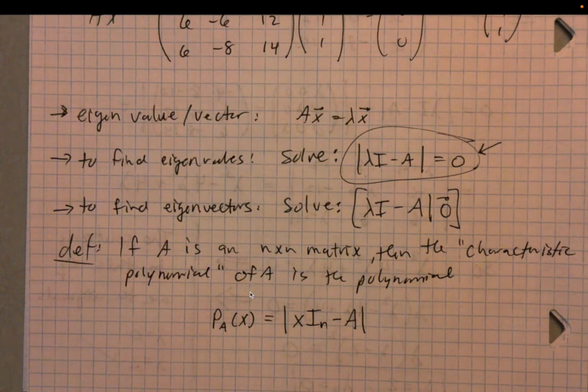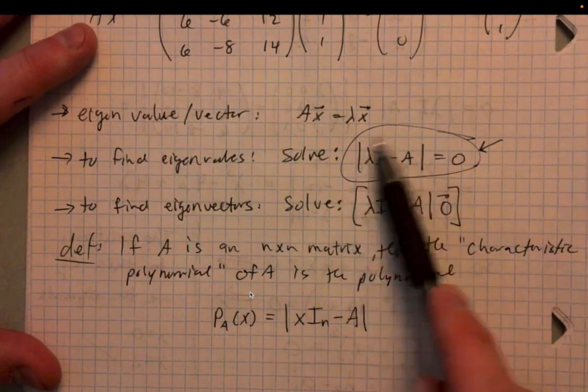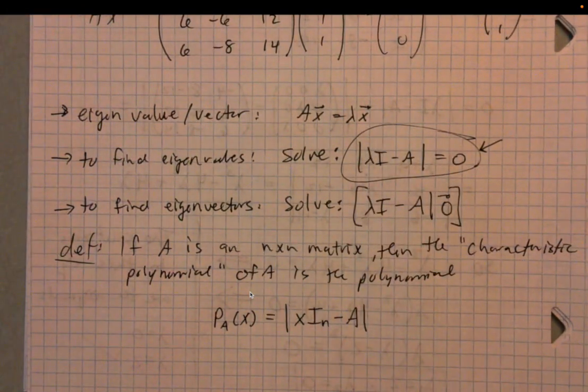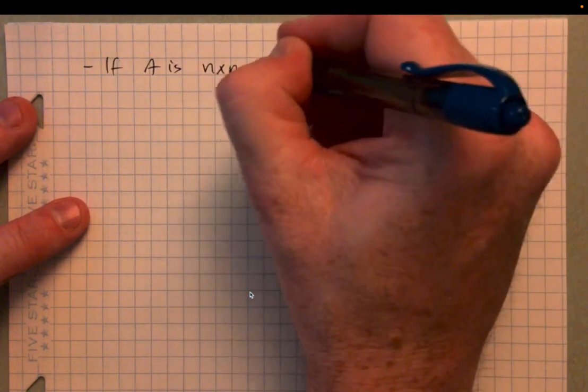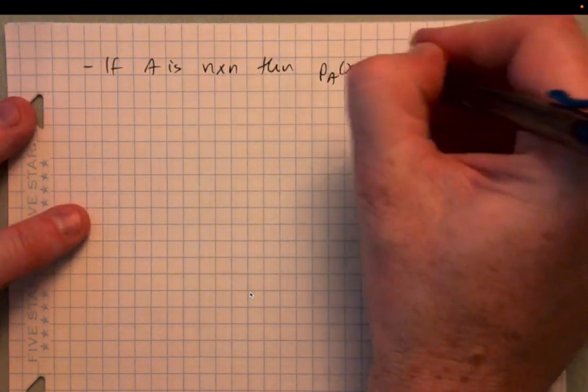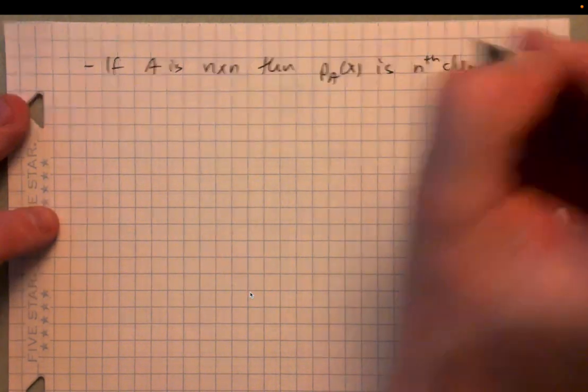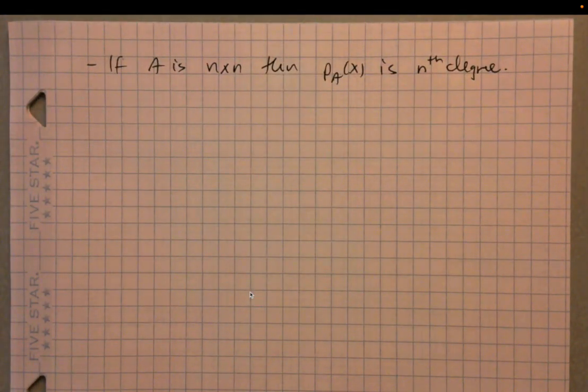Okay, and so this expression has a name. It is called the characteristic polynomial. Well, that's one side of it. When you set the characteristic polynomial equal to 0 to put it into equation format, the roots of that equation are the eigenvalues of A. Obviously, if A is n by n, you can probably guess what the degree of the polynomial ought to be. If A is n by n, then P of A is nth degree.